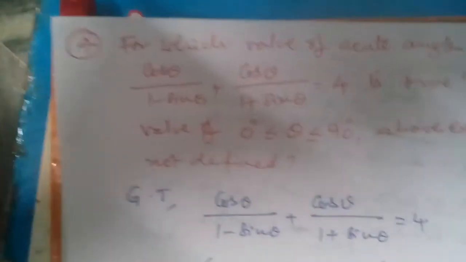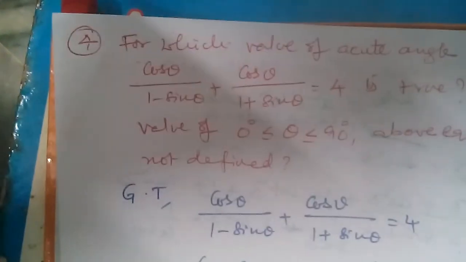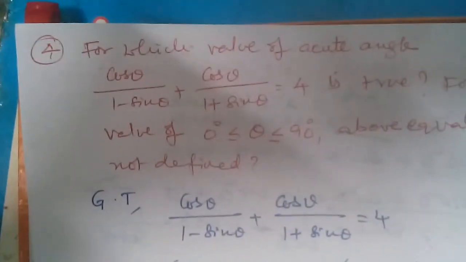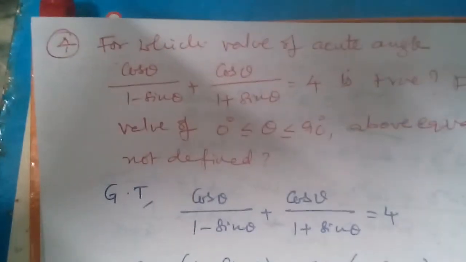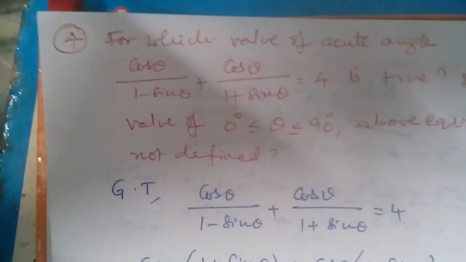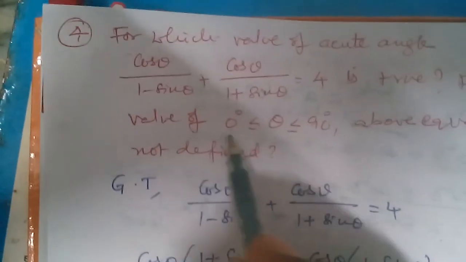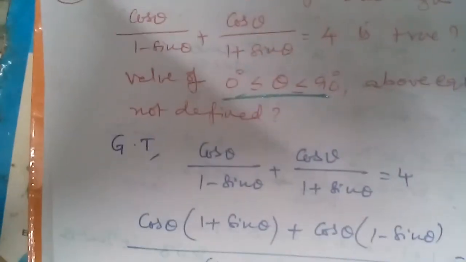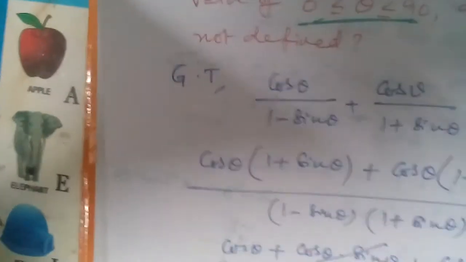And the fourth question: for which value of acute angle theta is cos theta by (1 minus sin theta) plus cos theta by (1 plus sin theta) equal to 4 true, and for which value of theta, with 0 degrees less than or equal to theta less than or equal to 90 degrees, is the above equation not defined? So we need to find whether theta is defined for 0 or 90 or between the acute angles from 1 degree to 89 degrees.